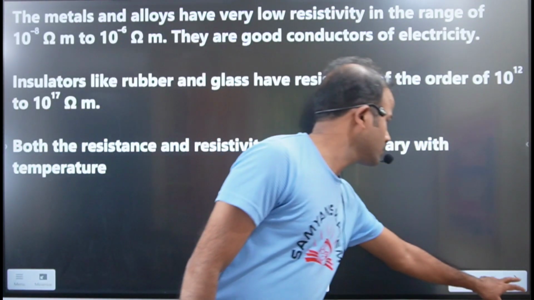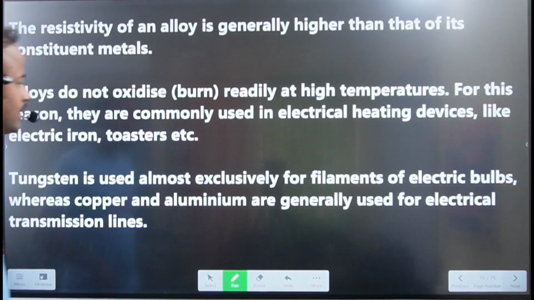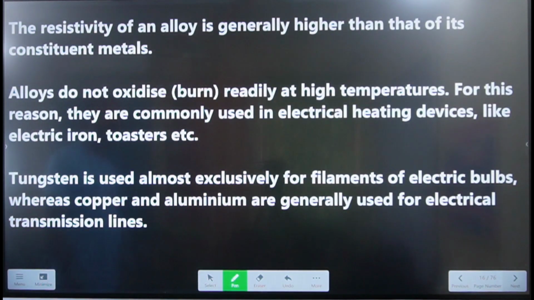Okay, so move on to the next one. Okay, here we have some things about the resistivity. The resistivity of an alloy is generally higher than that of its constituent metal.